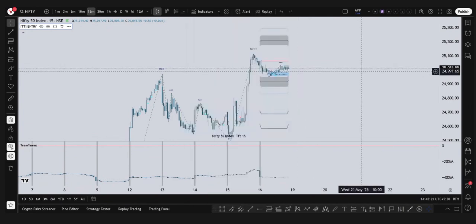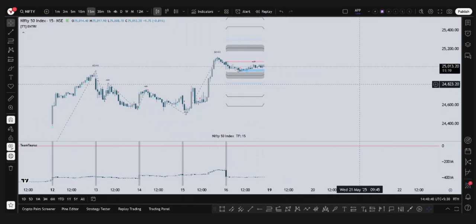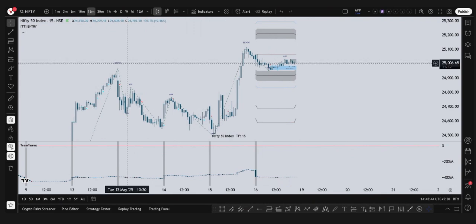But if at all you have a premium version of TradingView, this indicator works far better. So anyway, now what is happening here today in Nifty? This is the range. We are talking about the setup now.